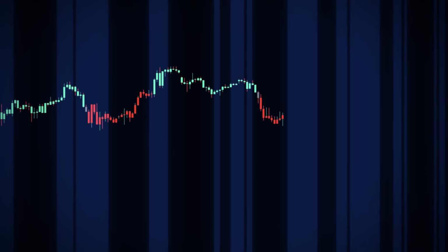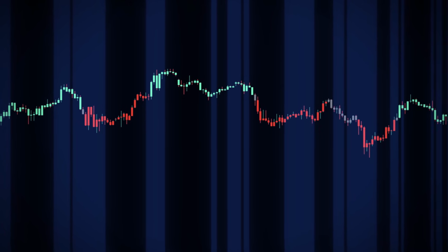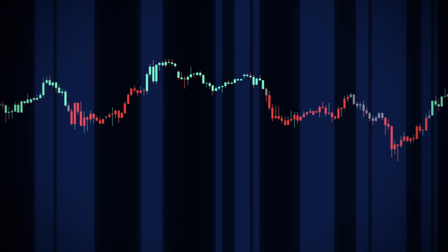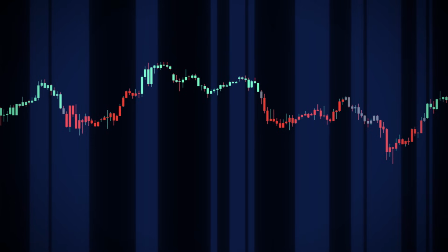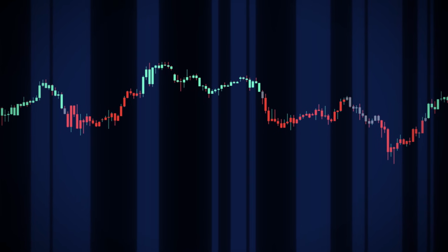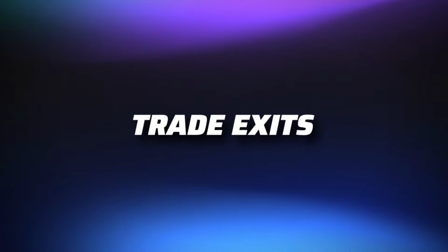Trend range classifier is your strategy filter. It looks at volume, volatility, and price behavior to decide whether the market is trending or ranging. That changes the chart background. Blue for trending, gray for ranging. This helps you apply the right strategy. Follow breakouts and trends. Fade edges and ranges. Trade exits. Let the system handle structure.